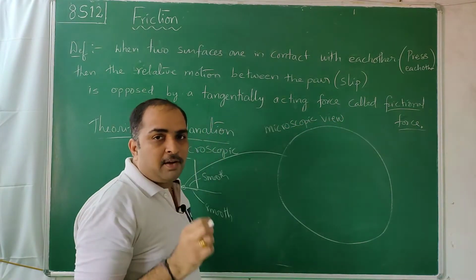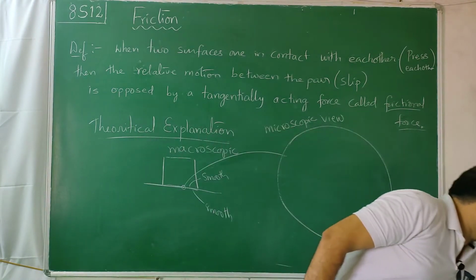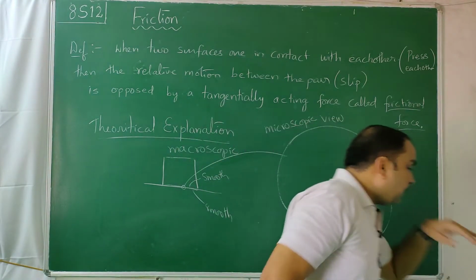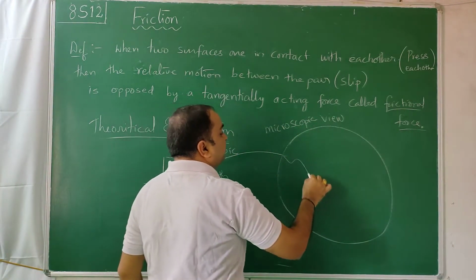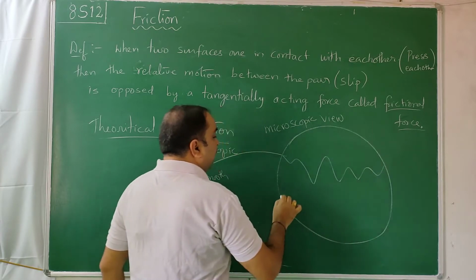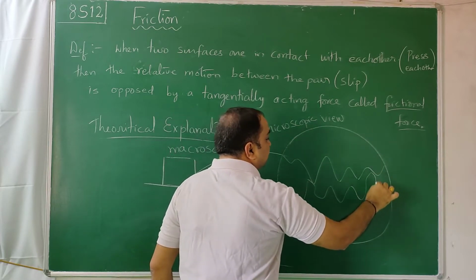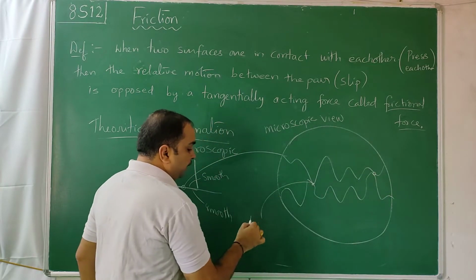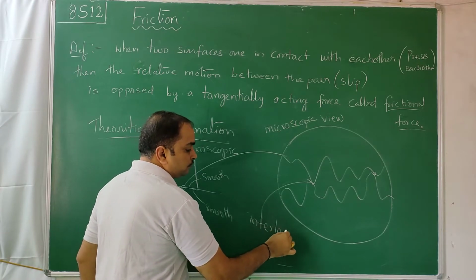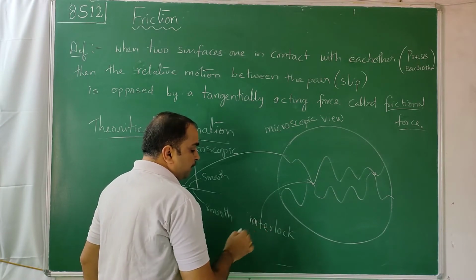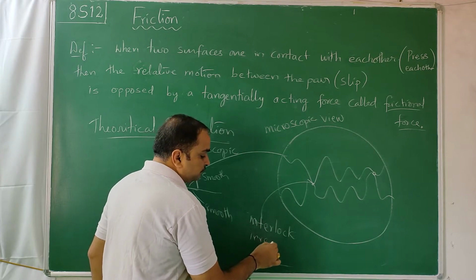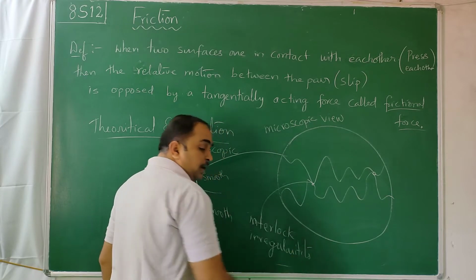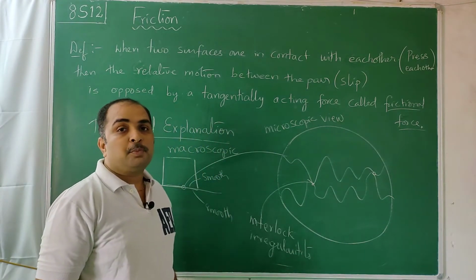At a very minute level, if you take a small portion of the area and magnify it hundreds of times under a microscope, you will find that the upper surface will have some irregularities like this, and the lower surface also will have some irregularities like this, and these irregularities will interlock at some places. These are called interlocking irregularities, that you can't see with your eyes. Interlocking irregularities are responsible for friction.